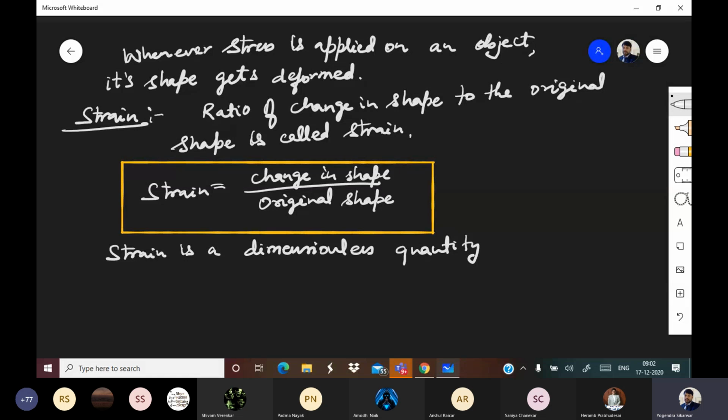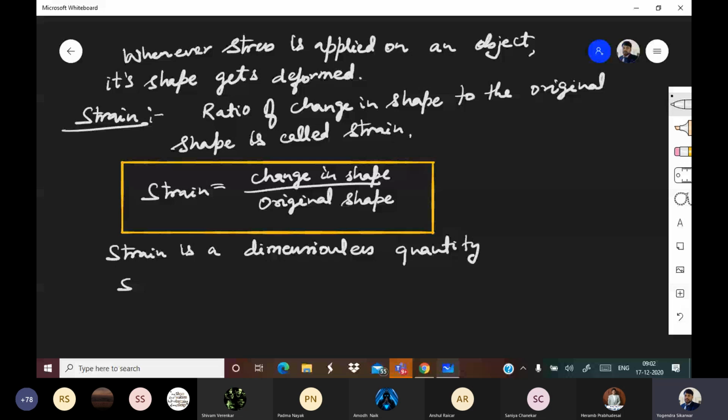All right. So strain is a dimensionless quantity. So that means dimensions of strain is equal to M naught, L naught, T naught. Okay.